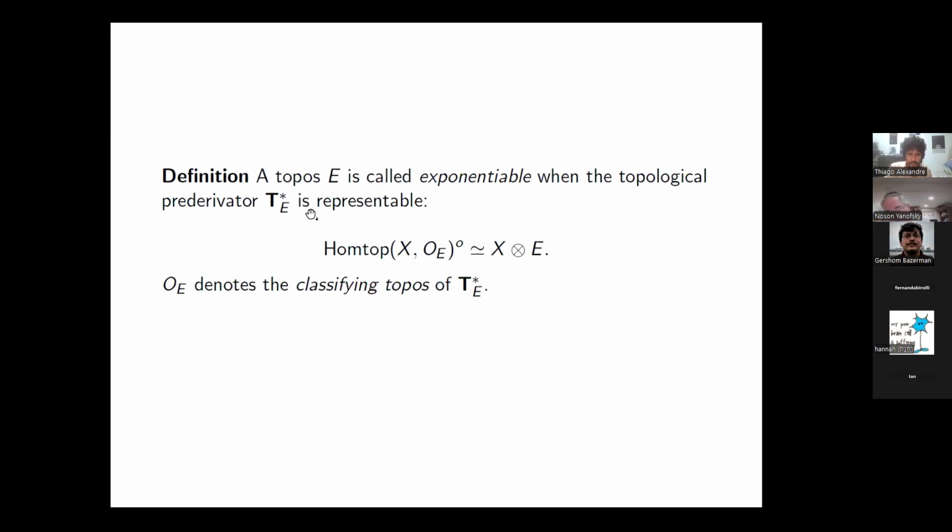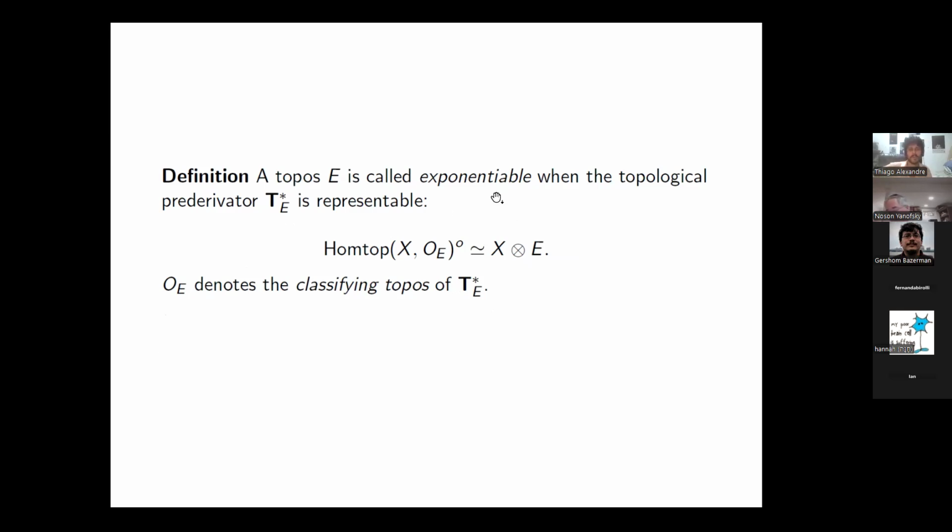There is this notion, which is very important, that a topos E is called exponentiable when the topological pre-derivator given by the product, the one which sends a topos X to the product of X with E, is representable. So in this case, there is a topos O_E which denotes the classifying topos. This topos can be regarded as the dual topos of E in some sense. But not every topos is exponentiable.